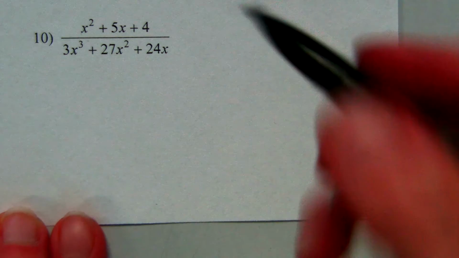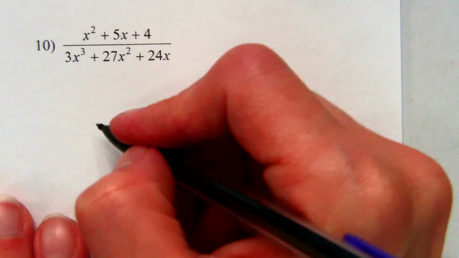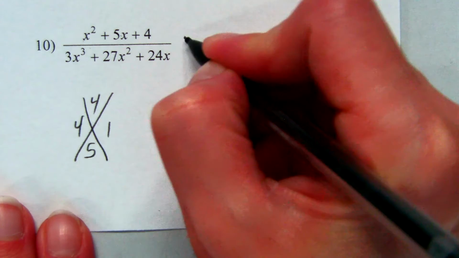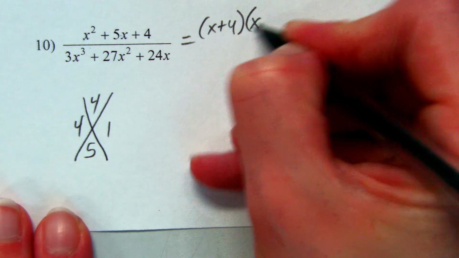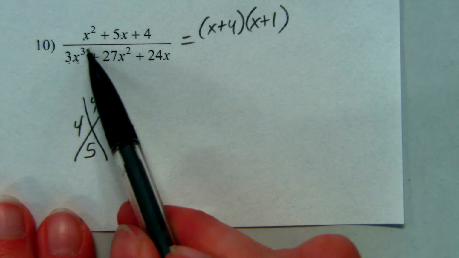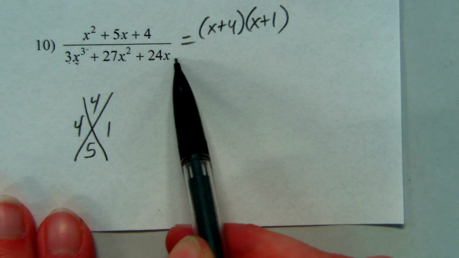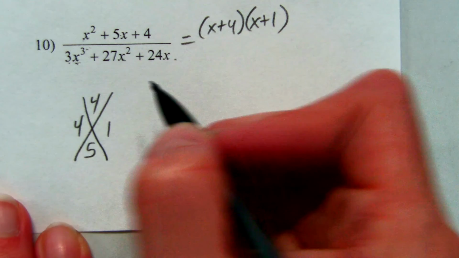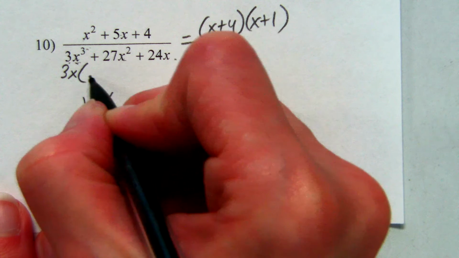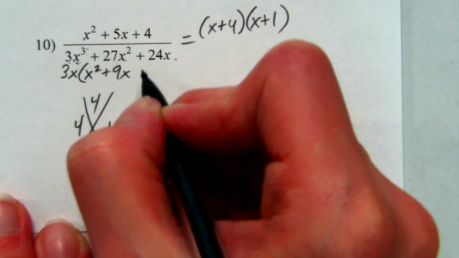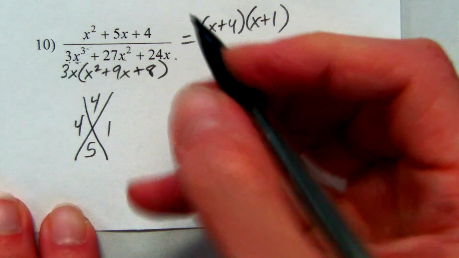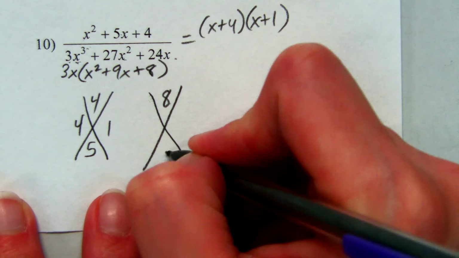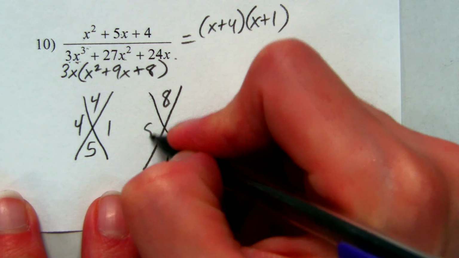All right, so the top of number 10 is just one of those easy trinomials. Multiplies to make 4, adds to make 5, so it'll be 4 and 1. So we'll have x plus 4 and x plus 1. On the bottom, I see that third power and x's in all the terms, so I'm going to see what all we can take out. We can take out an x, and what else can we take out? A 3. So we'll take out a 3 and an x, and that'll leave me with x squared plus 9x plus 8 in the parentheses. So I can factor that further, looking for numbers that multiply to make 8, that add to make 9. So 8 and 1.